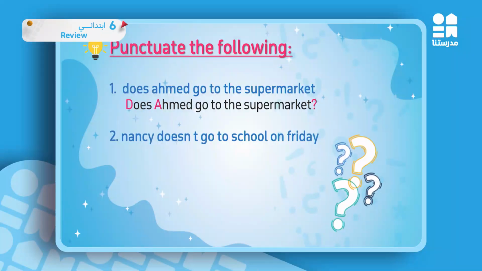Right, let's have a look at this. Nancy doesn't go to school on Friday. Here we have more than one thing. عندنا حاجات كتير هنا هنصلحها. So first we have Nancy, capital, very good. Doesn't is a short form of does not. فbetween the T and the N هنحط ايه؟ apostrophe. Go to school on Friday. Friday is a day of the week. قلنا days of the week لازم ايه؟ capital. So Nancy doesn't go to school on Friday. Okay, and then what do we put at the end? We put a full stop.